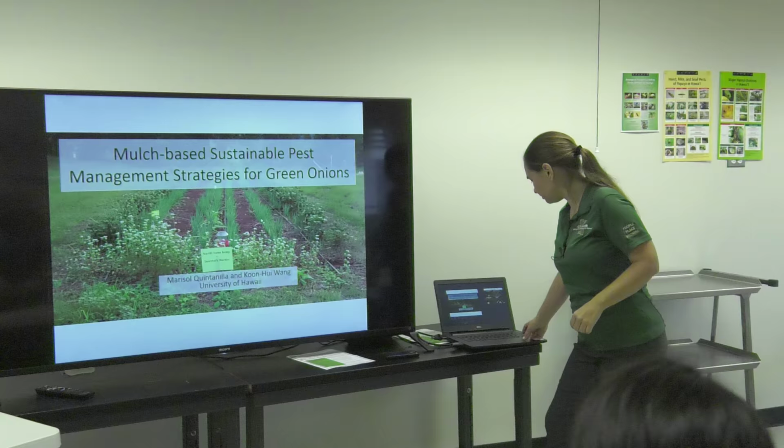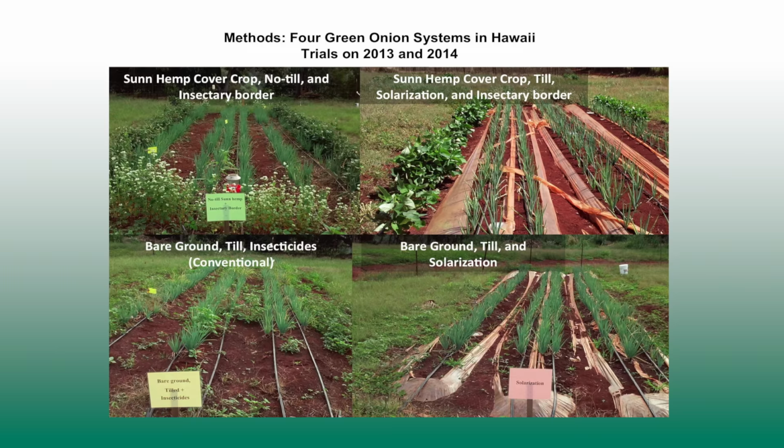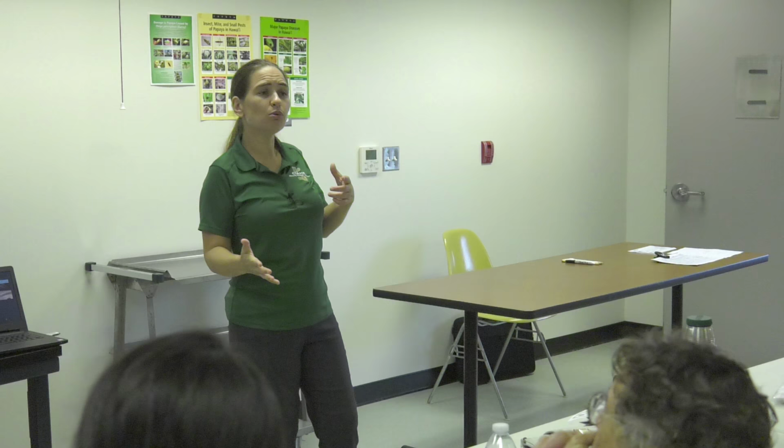So these were the four treatments that we compared. There was some overlapping between them in order to compare and contrast. Two of them had sun hemp cover crop. Who of you know what sun hemp is? Okay, a great majority, so I don't have to go into too much detail. But sun hemp is a cover crop. It's a plant that you plant before you plant your crop, and then you incorporate it into the soil. It helps to control nematodes. It fixes nitrogen. And it grows very well in Hawaii, okay?